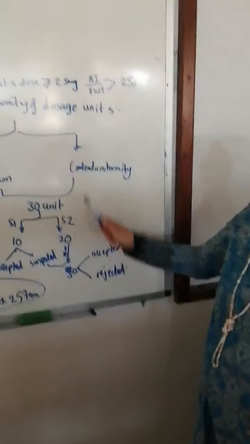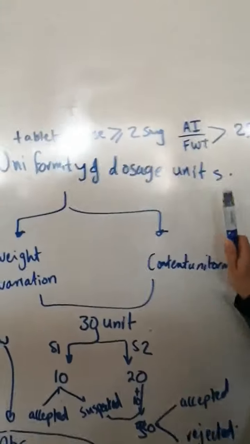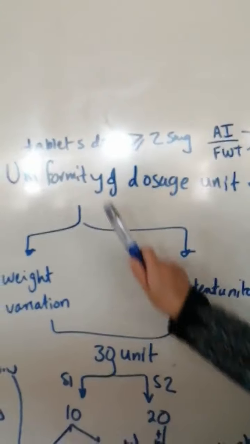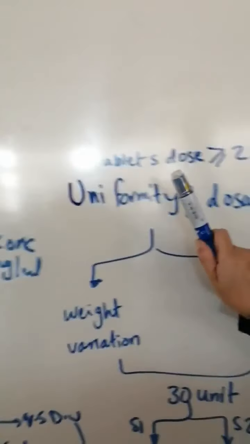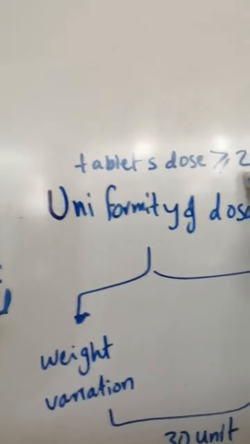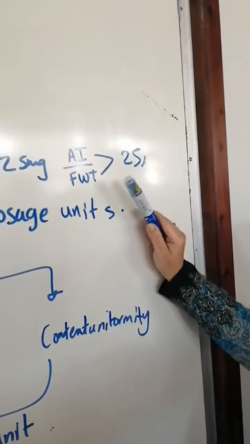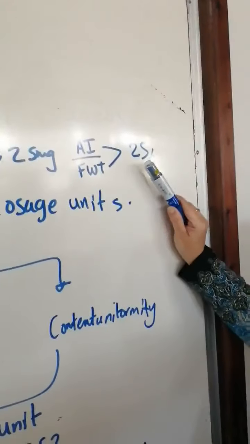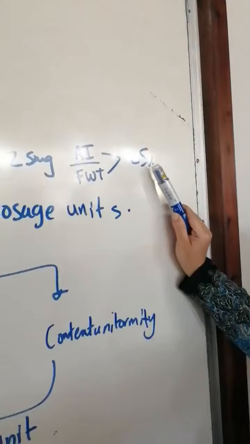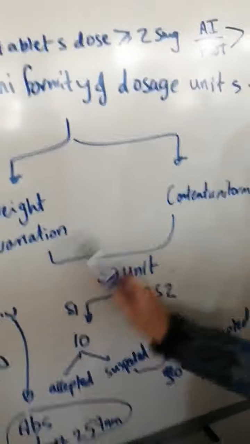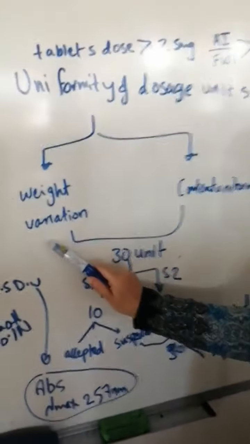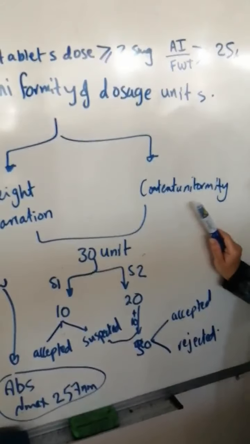We are going to talk about uniformity of dosage forms. This test will be applied on tablets which exhibit a dose of 25 milligram or more, and the percentage between the active ingredient and the final tablet weight is more than 25%. Uniformity of dosage form is subdivided into two tests: weight variation and content uniformity.